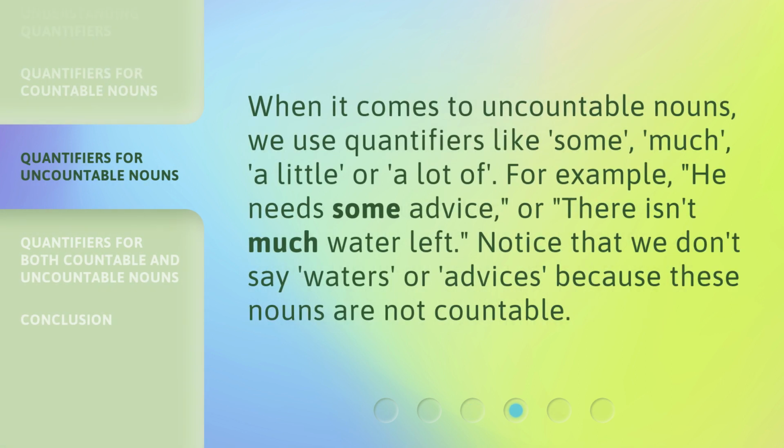When it comes to uncountable nouns, we use quantifiers like some, much, a little, or a lot of. For example, he needs some advice, or there isn't much water left. Notice that we don't say waters or advices, because these nouns are not countable.